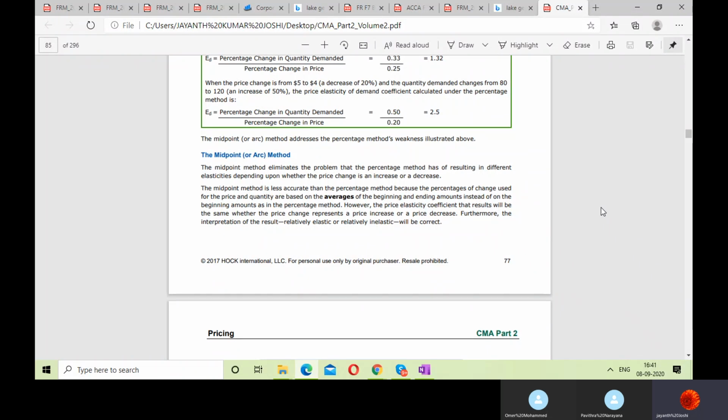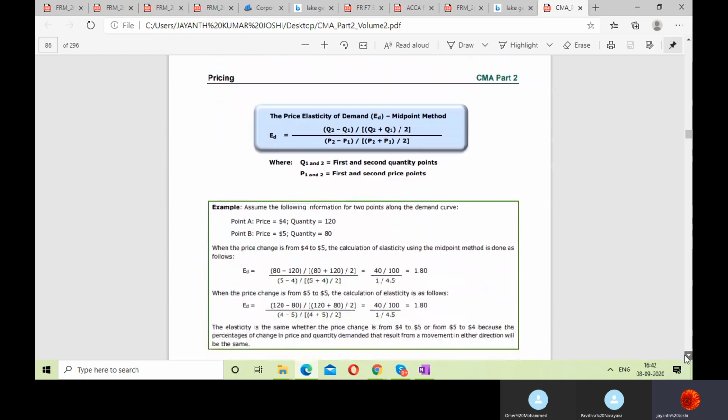However, the price elasticity coefficient that results will be the same whether the price change represents a price increase or a price decrease. Furthermore, the interpretation of the result, relatively elastic or relatively inelastic, will be correct. So now let's see how this goes.